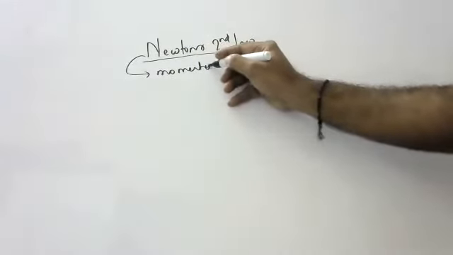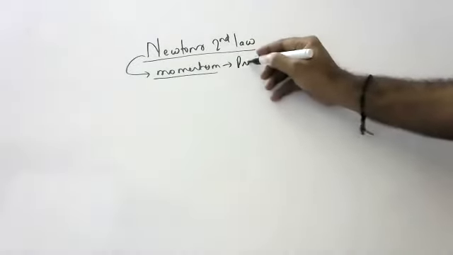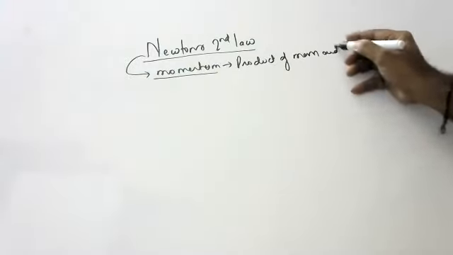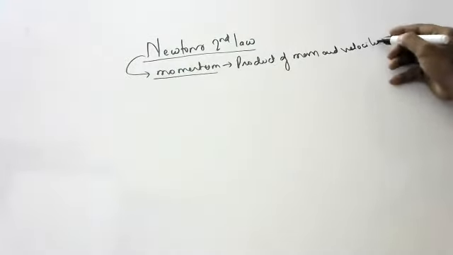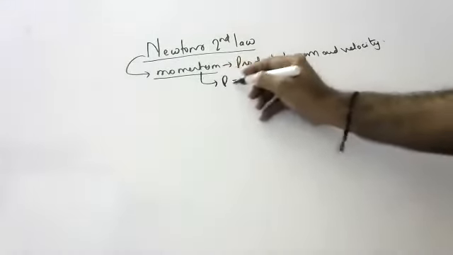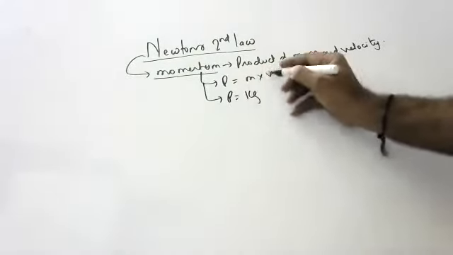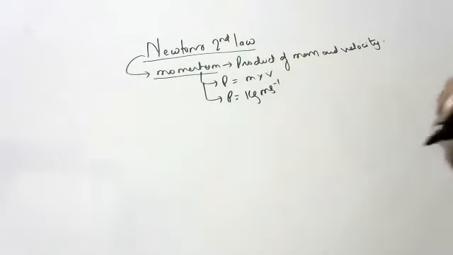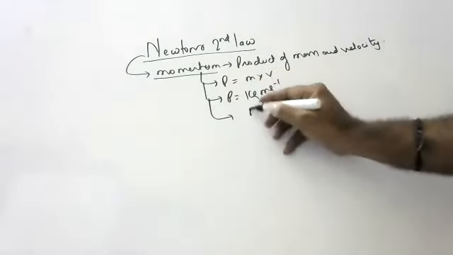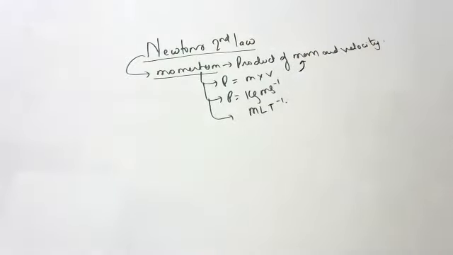First, what is meant by momentum? Let me explain. Momentum means the product of mass and velocity. So momentum is normally denoted with P, mass into velocity. Units: mass is kg, velocity is meter per second, so kg meter per second. The dimensional formula is M L T minus 1. Just remember, the definition is product of mass and velocity.